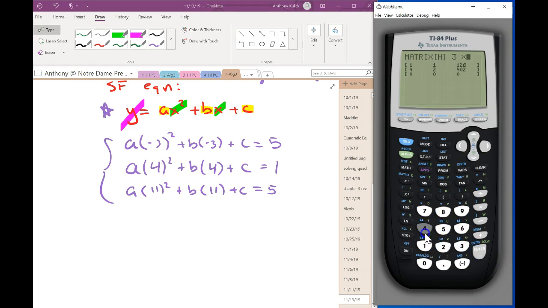So I'll do Gaussian elimination again. Negative 3 squared is 9, then I have negative 3, and I have a 1, and then I have 5. And 4 squared is 16, 4, 1, 1. 11 squared is 121, 11, 1, and then 5. And then I'll do the RREF on that matrix.